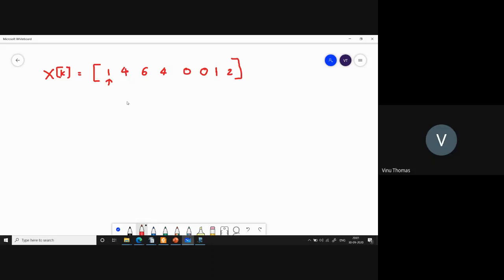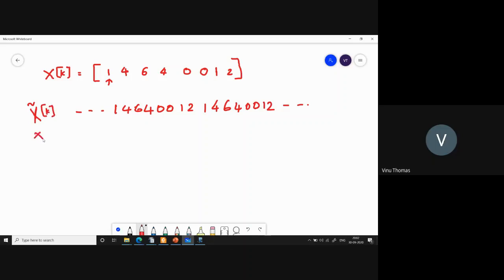This is one cycle of a periodic sequence: 1, 4, 6, 4, 0, 0, 1, 2. Then again you have 1, 4, 6, 4, 0, 0, 1, 2, etc. Like this it goes. So this is your periodic sequence, and you look at one cycle of this. You can call this x tilde of k.